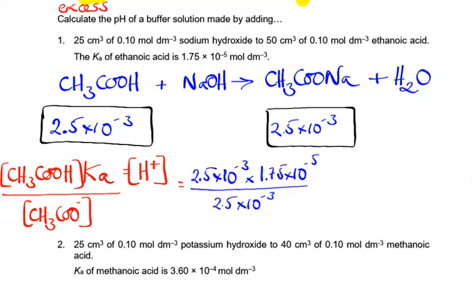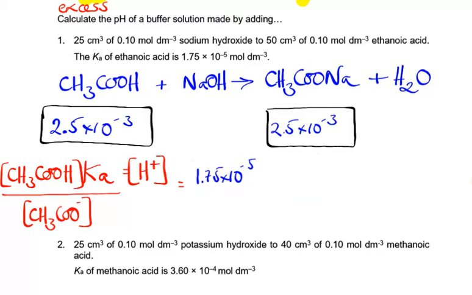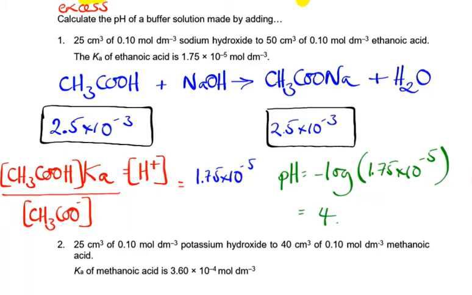And I'm sure we can see that since the moles or the concentration of the acid and the salt are the same, they're just going to cancel, which means that my hydrogen ion concentration is 1.75 times 10 to the minus 5, and my pH is minus log of that, which gives me a pH of 4.76 to 2 decimal places. Let's have a go at the second example.